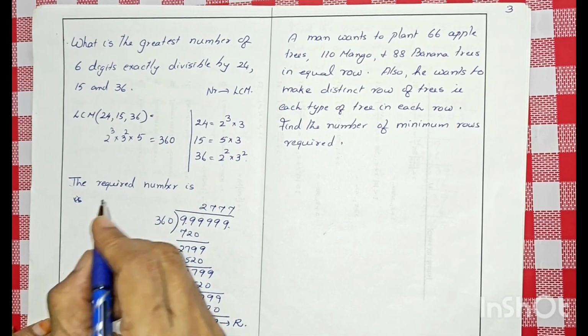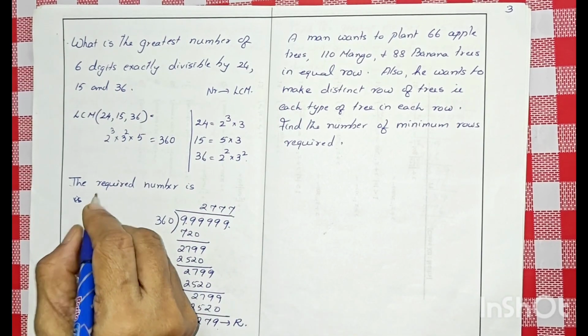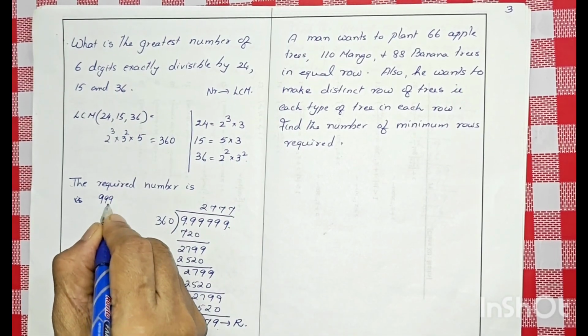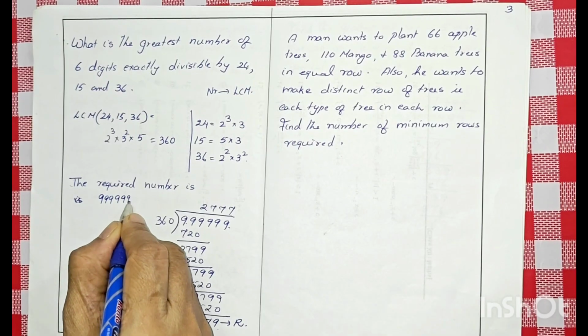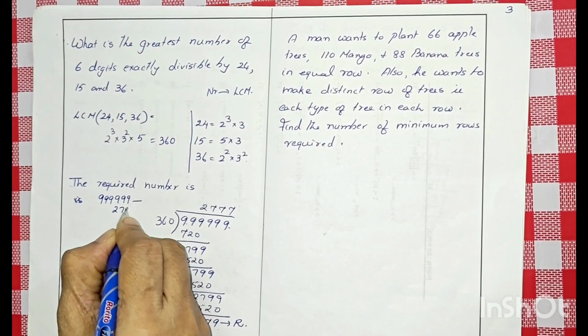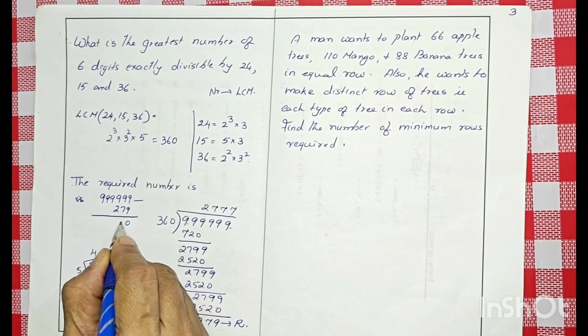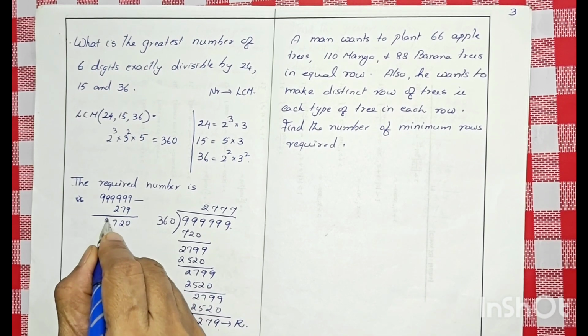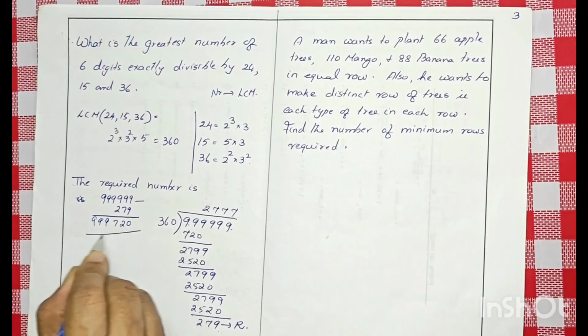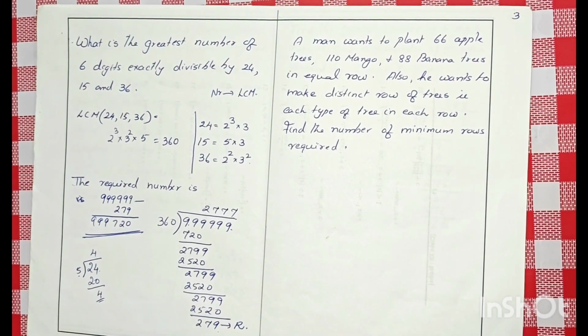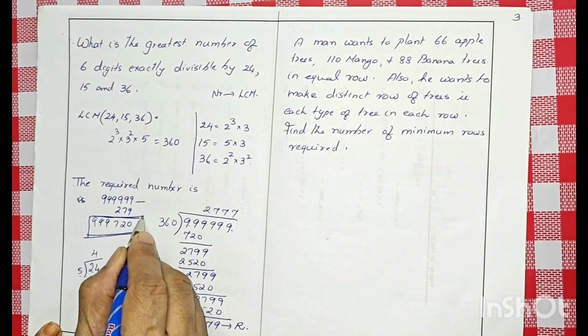So the required number is 999999 minus 279. So it is 999720. This is the required number.